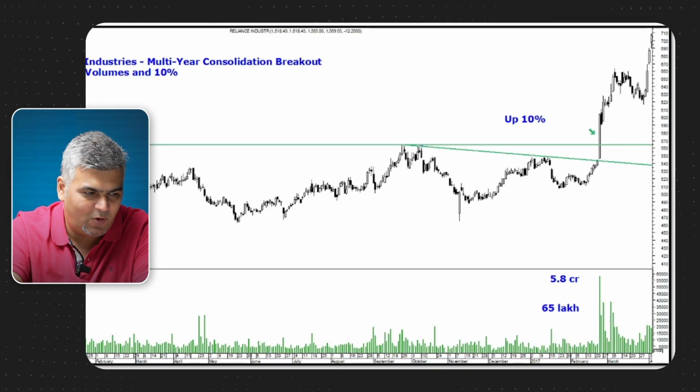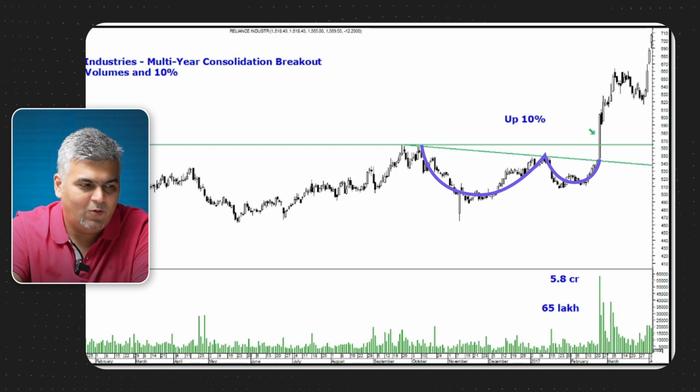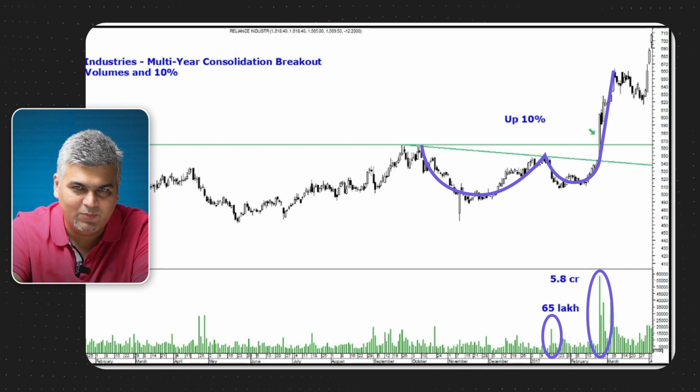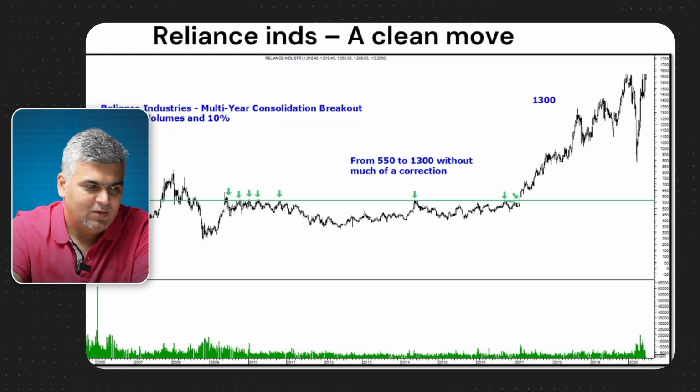You could call this a small sloping cup and handle for Reliance Industries, and this was also a multi-year high. Now look at this case, the stock breaks out. The general volume for Reliance Industries at this point of time in 2017 was 65 lakh shares. But on the day of the breakout, 5.8 crore shares. So almost a 10x volume jump up. What happens to the stock? The stock is also a breakout on a multi-year time frame.